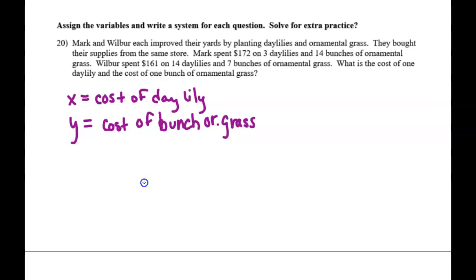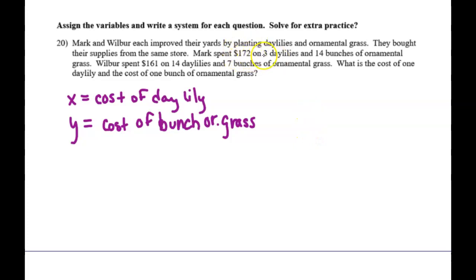Because in Delta Math, it's a pull down menu and it's going to say number of daylilies, number of bunches of whatever. It's going to say cost. It might say the weight of a daylily. You have to be very specific what it is that you're actually finding. And then we just go back up and write the two equations.